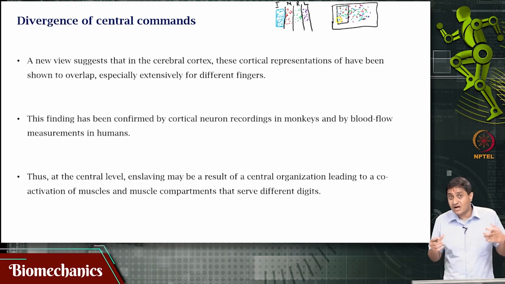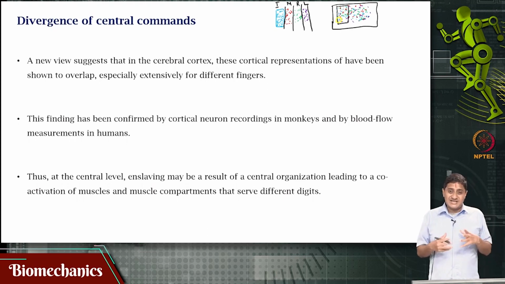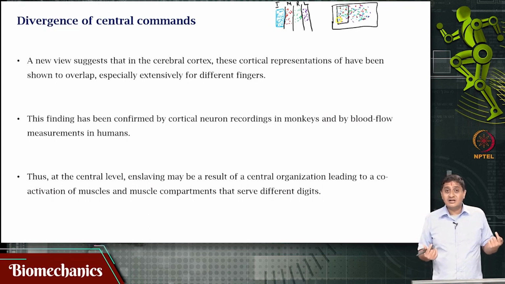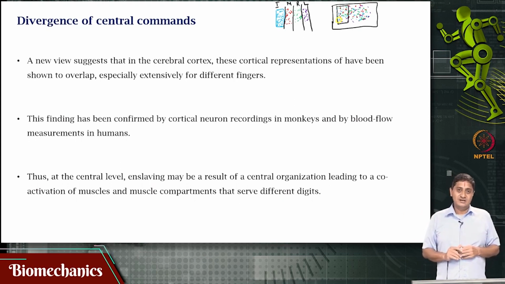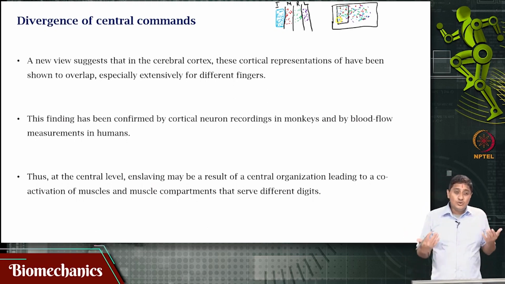So fingers that are far away from each other can receive command from neurons that are very close to each other. If a small region of the motor cortex in the brain becomes active, then it is possible for that activation to spill over to other neurons that are commanding fingers away from each other, giving rise to a form of divergence of neural commands from the brain, giving rise to a possibility that enslaving might be primarily a neural phenomenon.